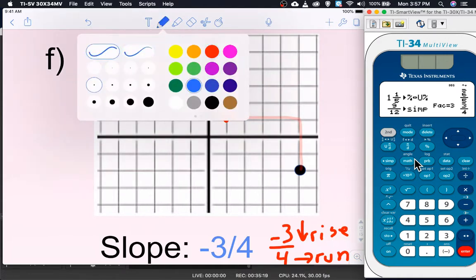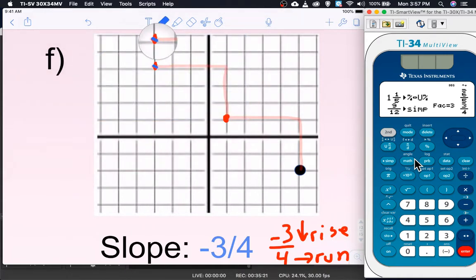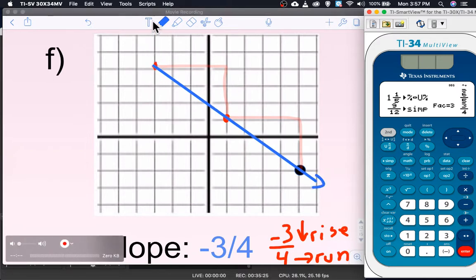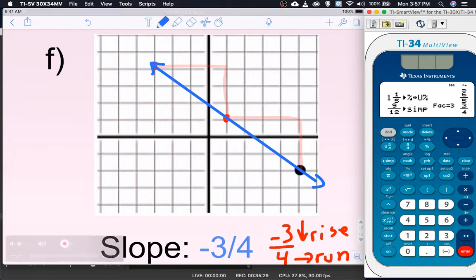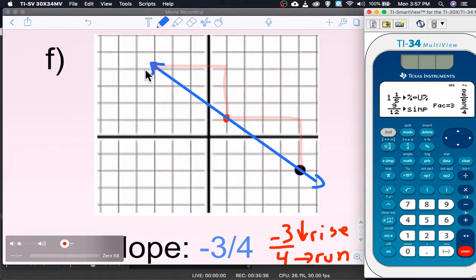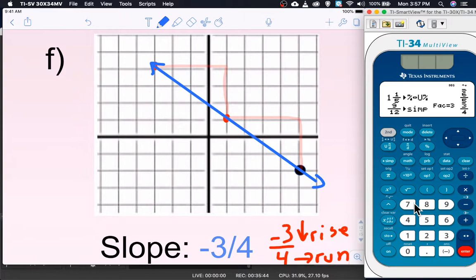And now, well, I've got myself a line. I cannot extend it anymore because I can't go up 3 and over 4 more, so that's where my line's going to stop. I went as far as I could across the graph, though. So from each dot to the next, I could go down 1, 2, 3, over 1, 2, 3, 4. Down 3 over 4 is my slope.